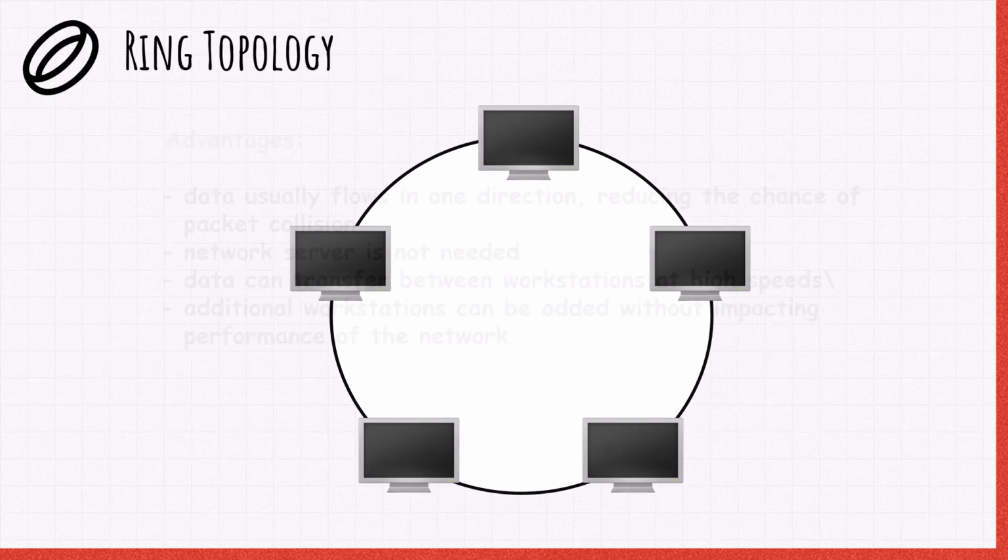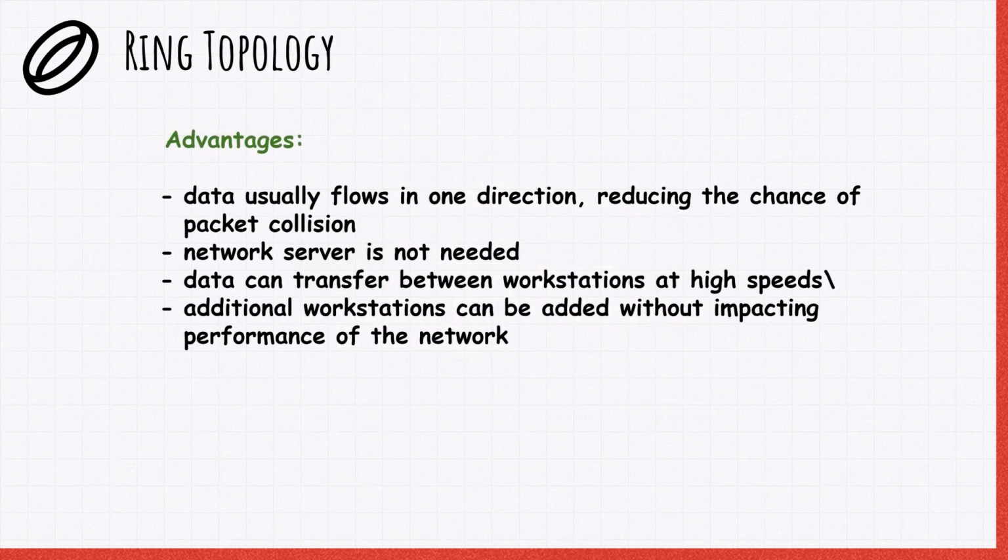Now, some of the advantages of ring topology would be that usually all data flows in one direction, reducing the chance of packet collisions. A network server is also not needed to control network connectivity between each workstation or device, and data can transfer between these workstations at very high speeds. It's also important to note that additional workstations can be added without impacting performance of the network.